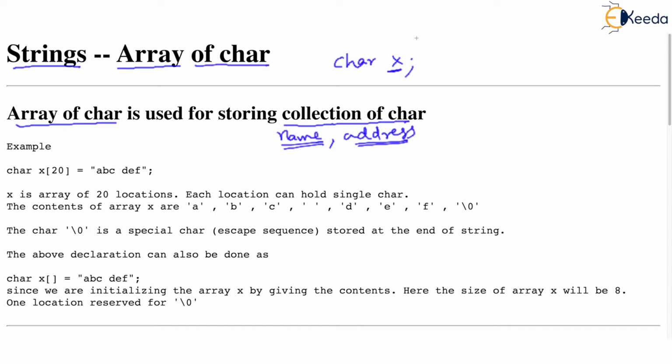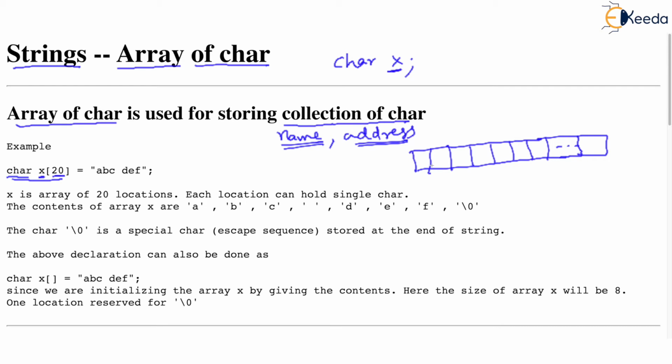Okay, so let's see what is the declaration of array of characters. How do you declare it? Just as you declare array of integers, you first write the data type char, then the name of the array and the size. So this line is read as x is array of 20 locations and every location can hold one character. Pictorially, x is a sequential group which contains 20 such cells, and every element can hold one character.